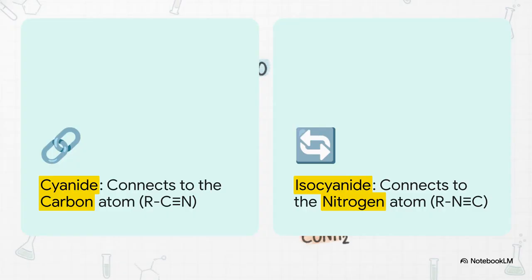Now, what's really fascinating here is the subtle flip in the structure. Both of these involve carbon and nitrogen triple bonds, but the connection point changes absolutely everything. When the R group connects directly to the carbon atom, which is then triple bonded to nitrogen, we call it a cyanide. But if we flip that functional group around so the R group connects directly to the nitrogen, which is then triple bonded to carbon, it becomes an isocyanide. One tiny flip of the attachment point, and you've got a completely different functional group on your hands.